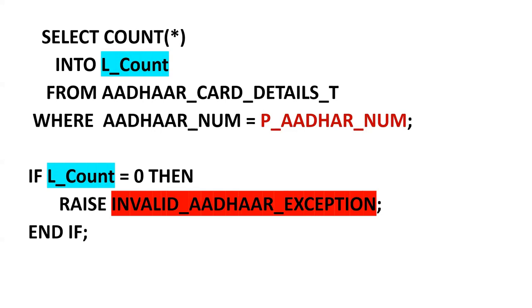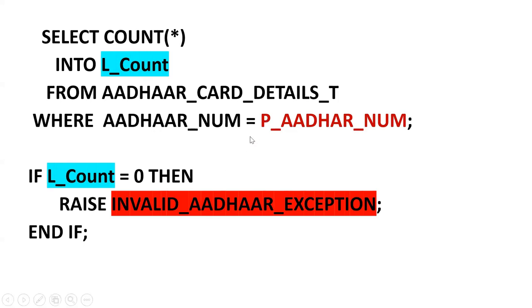So one more time. I need to check whether the Aadhaar number is valid or not. How can we check that? If it is already there in the table, we'll get 1. If it is not there, we'll get 0. So 0 equal to 0 condition is true, then we'll raise the invalid Aadhaar exception. Hope this is clear.